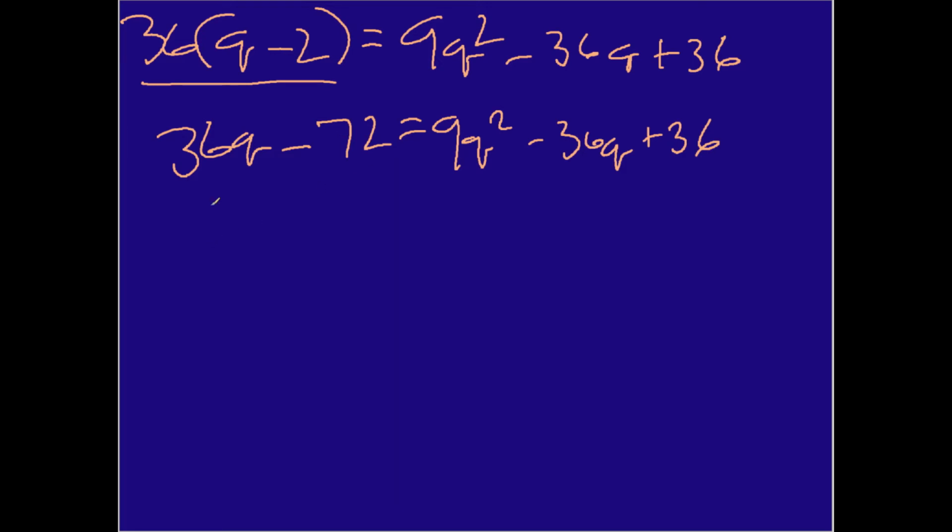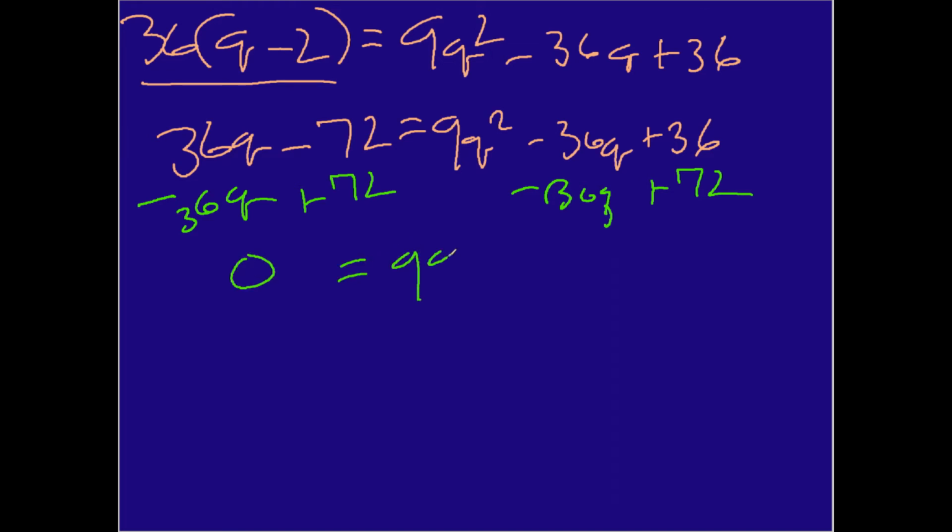We want to make this side equal 0. So I'm going to subtract 36q. I'm going to add 72. Subtract 36q. I'm going to add 72. And so we end up with 0 equals 9q squared minus 72q plus 108. That's what we have.